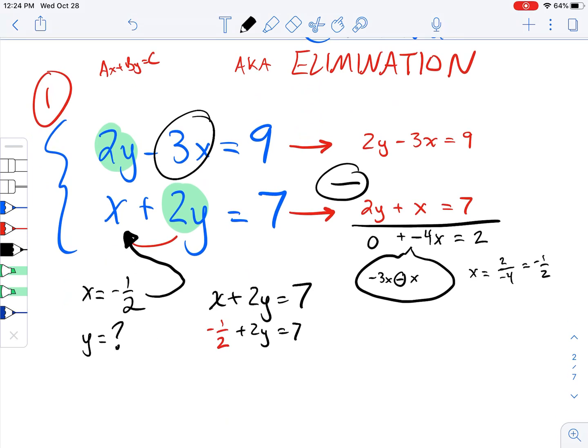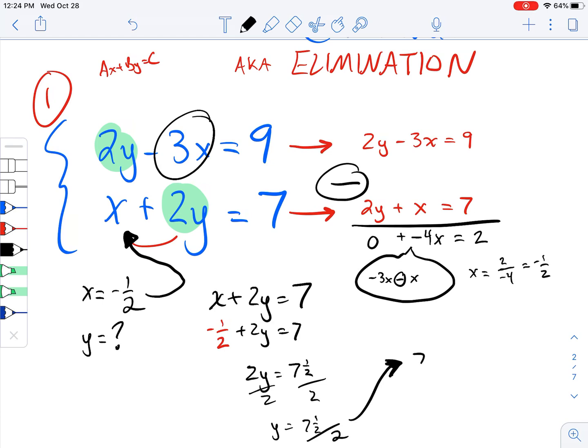I'm going to add a half to both sides, so 2y equals 7.5. Now I need to divide both sides by 2. So y equals 7.5 divided by 2. Ugh, what is that? Well, you need to figure it out. You cannot leave it like that. You cannot have a fraction within a fraction.